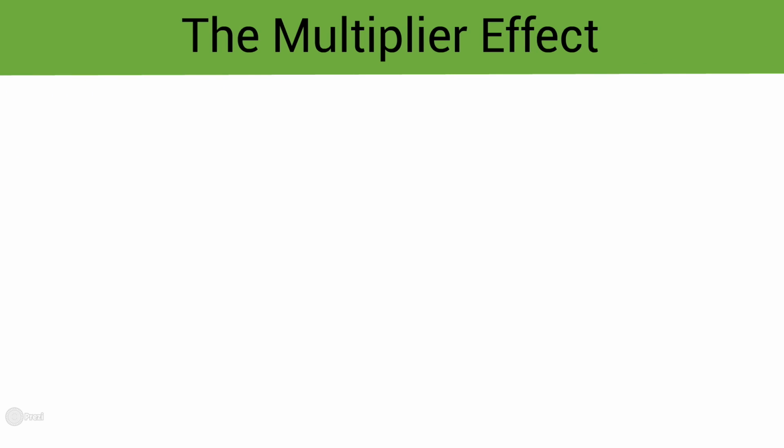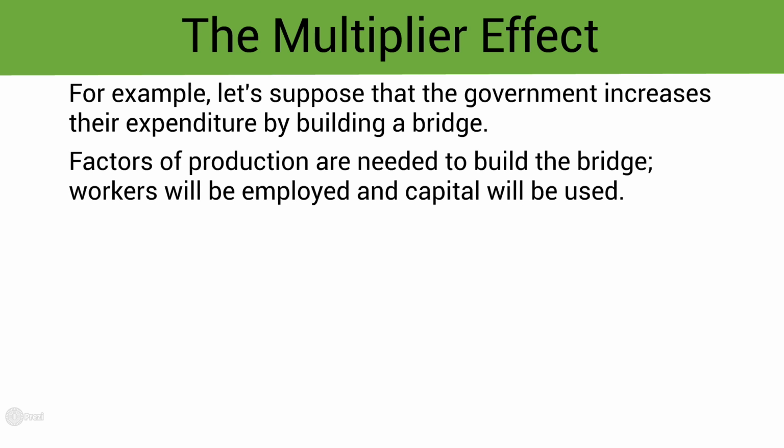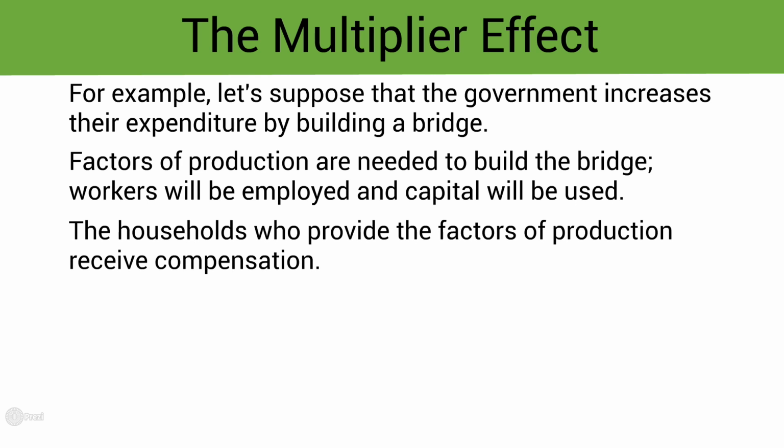Let's try and explain this by using an example. Let's suppose that the government increases their expenditure by building a bridge. Factors of production are needed to build this bridge. Workers will be employed and capital will be used. It is the households who provide the factors of production that build the bridge, and in return they receive compensation. Workers receive wages and capital receives a rate of return.